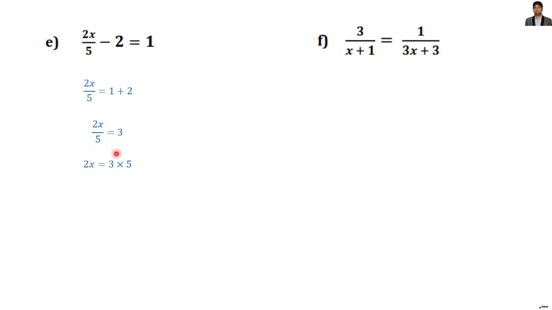5 times 3 or 3 times 5, 15. Divide both sides by 2. Since we cannot use calculators, leave the answer as it is.